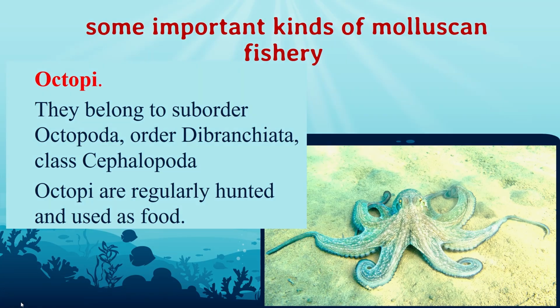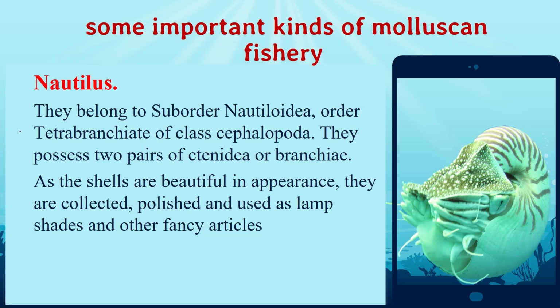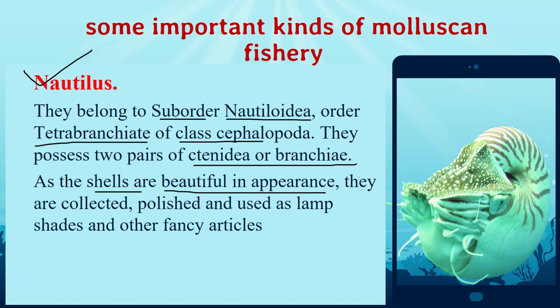Then Nautilus. They belong to suborder Nautiloidea, order Tetrabranchiata of class Cephalopoda. They possess 2 pairs of tentacles or gills. A calcareous chambered shell is present and the chambers are in a series of a plane spiral. Its soft body is consumed as food in the Philippines and other countries but not in India. As the shells are beautiful in appearance, they are collected, polished and used as lampshades and other fancy articles.